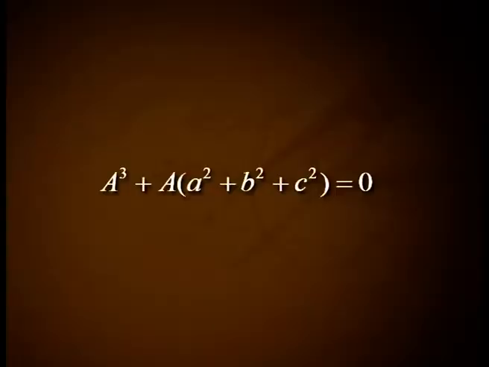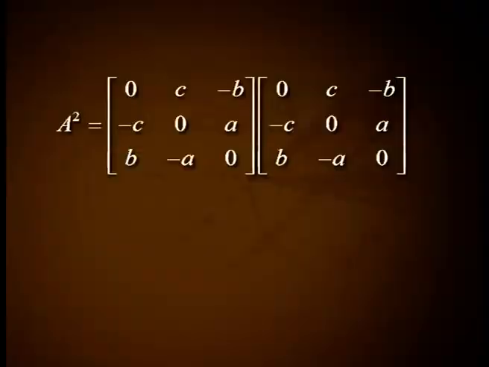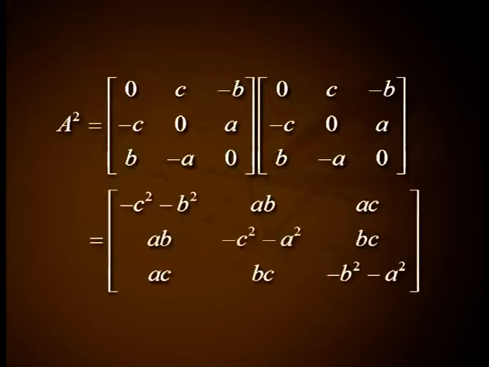Now, to prove that the matrix A satisfies the Cayley-Hamilton theorem, we have to show that A³ + A(a² + b² + c²) = 0. Now, we have A² = [[0, c, -b], [-c, 0, a], [b, -a, 0]] times [[0, c, -b], [-c, 0, a], [b, -a, 0]], which is equal to the matrix [[-c² - b², ab, ac], [ab, -c² - a², bc], [ac, bc, -b² - a²]].